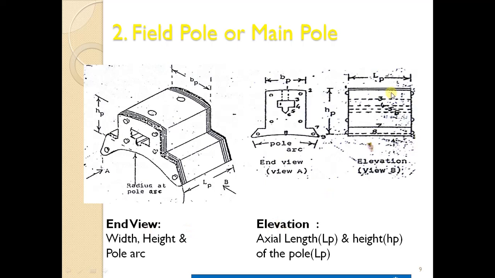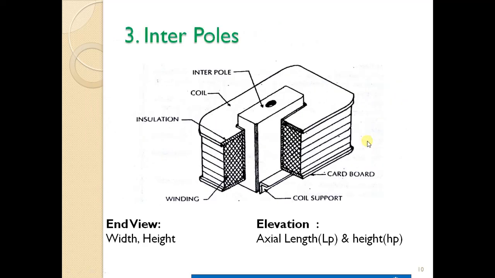Likewise, for elevation, you are supposed to have LP, that is nothing but the axial length, and HP, which is nothing but the height of the pole. These two data are required for elevation. So view A and then view B. View A gives an end view and then B will give you the elevation of a main pole. Okay, and next the interpoles.